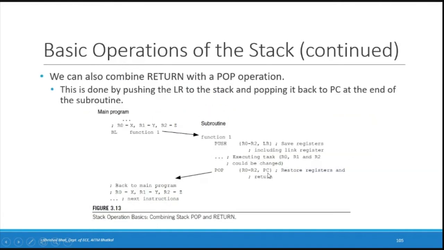The program counter, or PC, will hold the address of the next instruction to be executed. The link register will hold the address of the instruction that is immediately after the instruction in the main program where you are branching. And at the end, while you are popping the contents of the link register into the program counter, the next instruction to be executed will be exactly the line which had to be executed after the line from where you had branched, right?